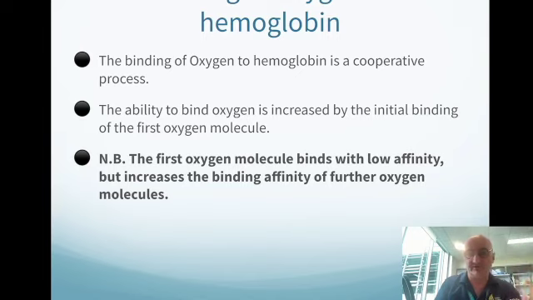Oxygen binding to hemoglobin is cooperative. The first oxygen binds with low affinity but increases the binding affinity of further oxygen molecules. That's in bold for a reason. I remember doing this in the lesson. The first one bonds with low affinity, but increases the binding affinity, so more oxygen. So even if you got a little bit, it will allow it to get you some more. It's an excellent adaptation of the human body to get more oxygen in quickly.